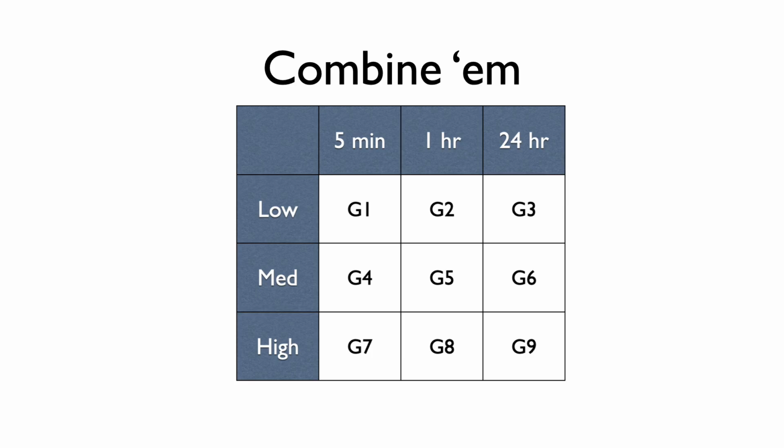Get used to the idea of G, it's a notation I use. What this is saying is we have different people: group 1, group 2, group 3, 4, 5, 6, 7, 8, 9, in each of these cells. Each group is a bunch of people, say 5 people, in each group. So here we have a low level of processing and a 5-minute retention interval. And group 6 has a medium level of processing and a 24-hour retention interval. Okay? And again, I know that you've read into factorial ANOVA before.